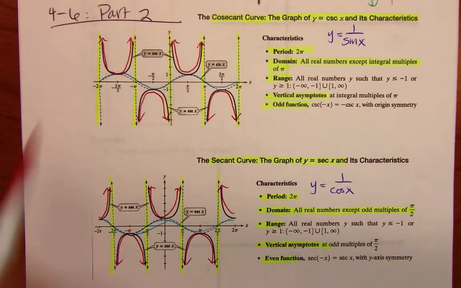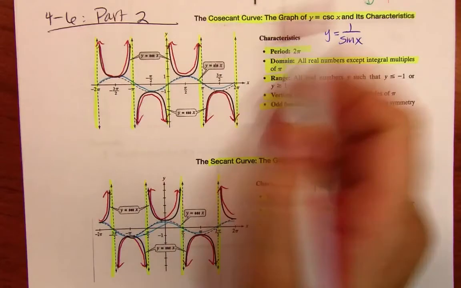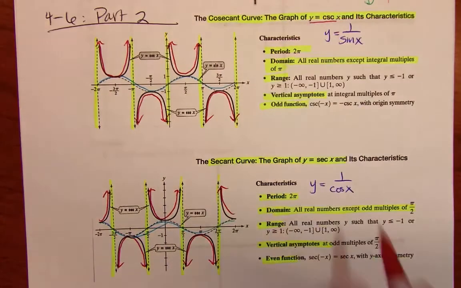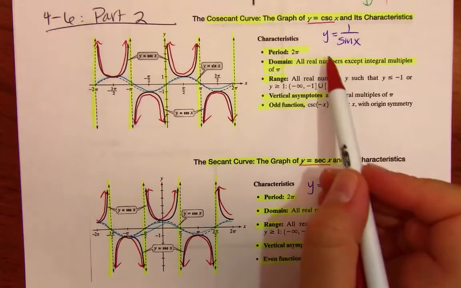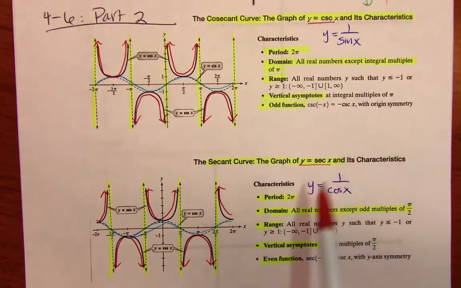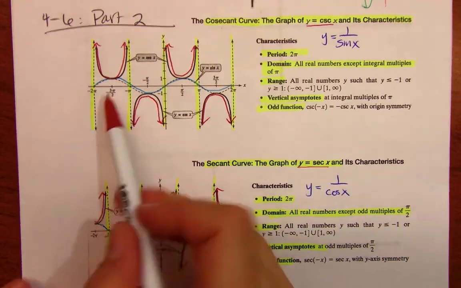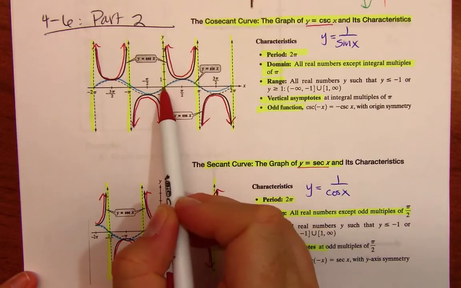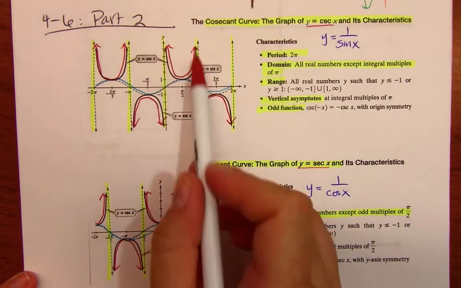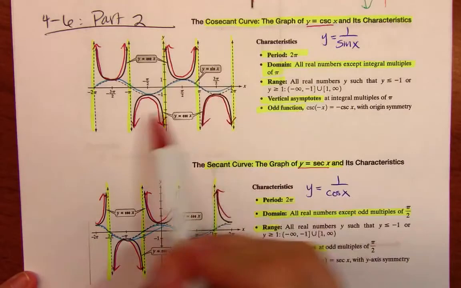Okay, so this is part 2 of section 4-6. We're going to look at the cosecant, which is this function right here, and our secant curve, which is this function right here. And remember that these are the reciprocal functions of sine and cosine. So the strategy for graphing these functions is to graph the sine function, and then wherever sine is 0, you're going to have an asymptote in cosecant.